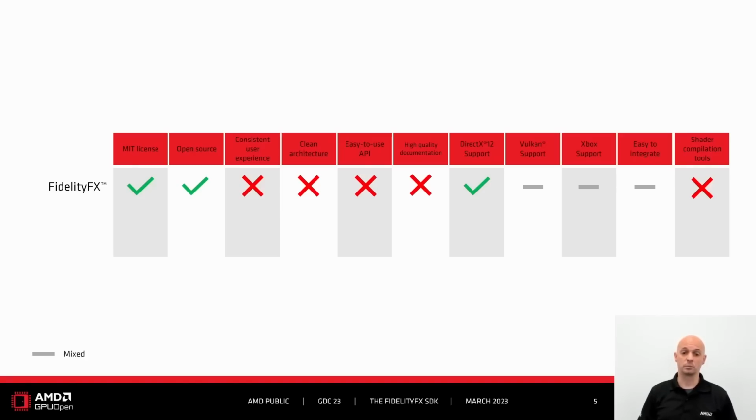Inconsistencies in feature accessors. Some of our samples had API-like accessors, however most did not. We also had limited platform or API support. Rarely did we ship Vulkan versions at the same time as DX12, if at all, and very few features were supported on Xbox.